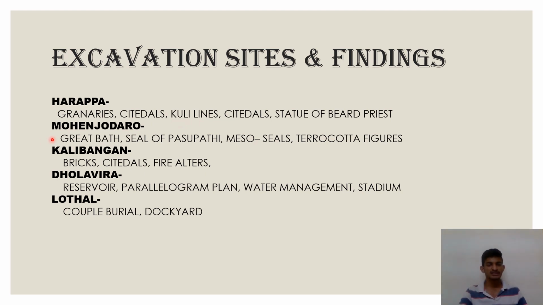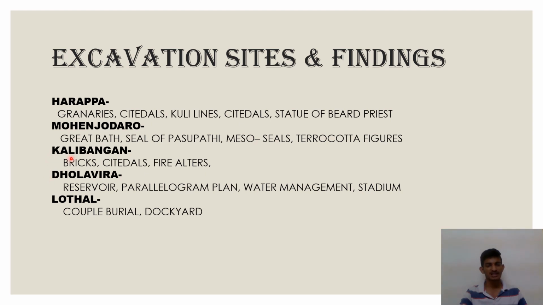Coolie lines are the buildings which were given to the lower class. And Mohenjo-daro is the largest excavation site in the Indus Valley Civilization. It was spread over around 200 hectares. And the Great Bath, which I already told you about. The seal of Pashupati, Pashupati being another name of Proto-Shiva, and the seals of the Mesopotamian civilization, and the terracotta figures.